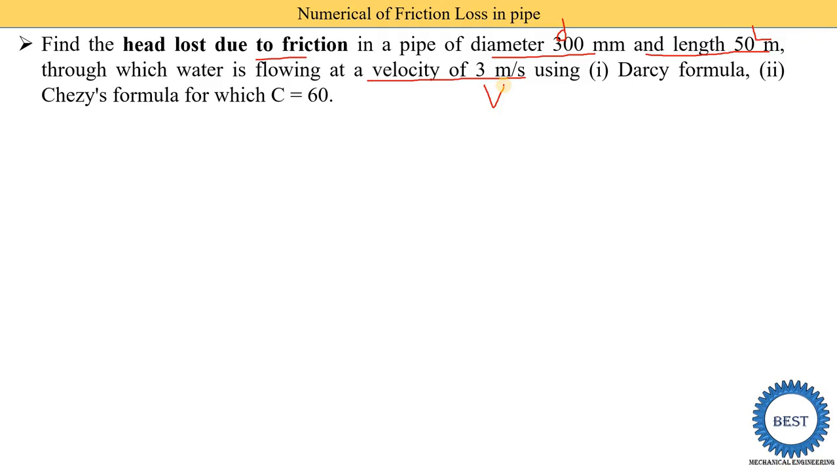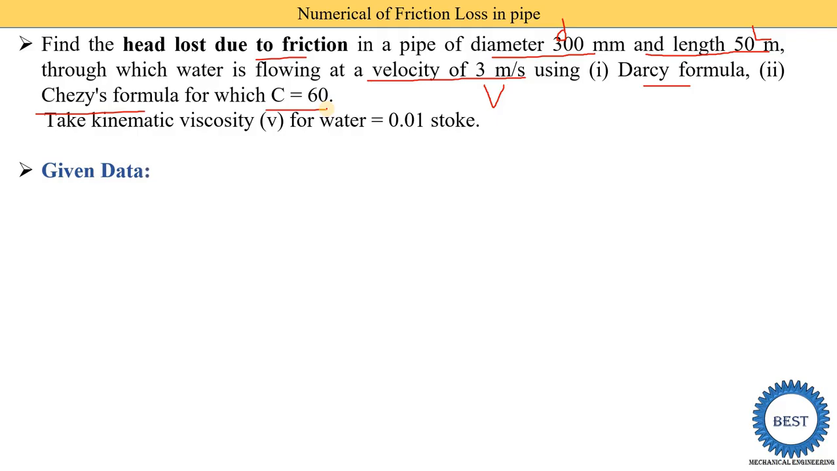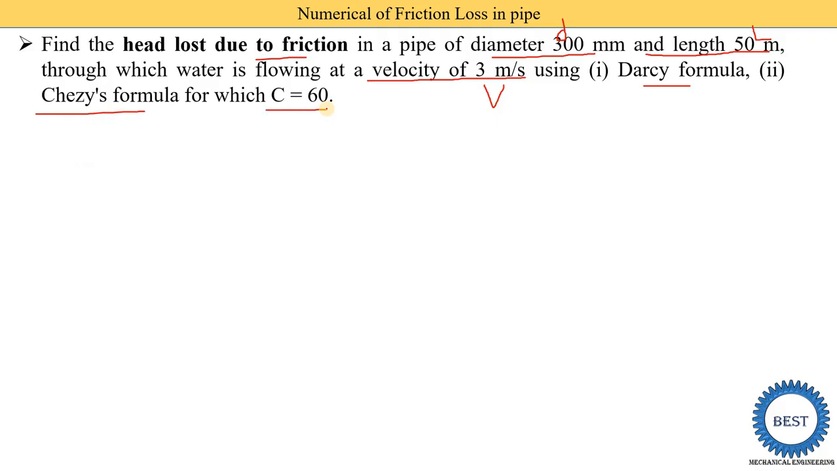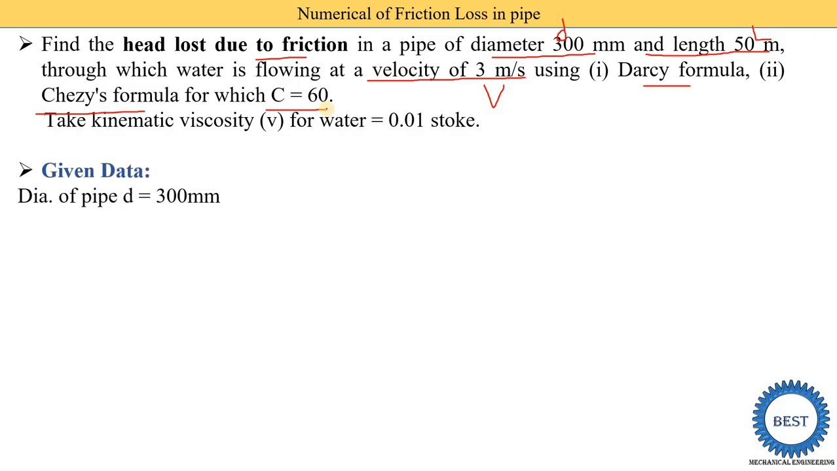two formulas. First one is by using the Darcy formula, and second we need to find out by using the Chezy formula. And for this Chezy formula, the Chezy constant C is equal to 60. So first we write down the given data. Apart from that, take the kinematic viscosity v for water is equal to 0.01 stoke.